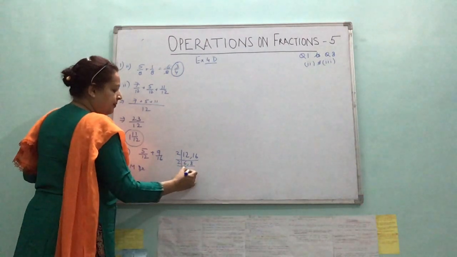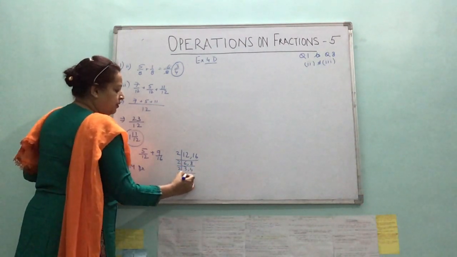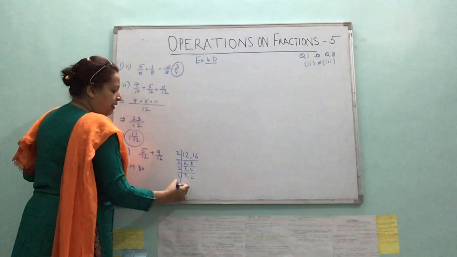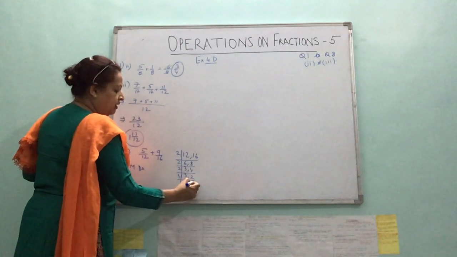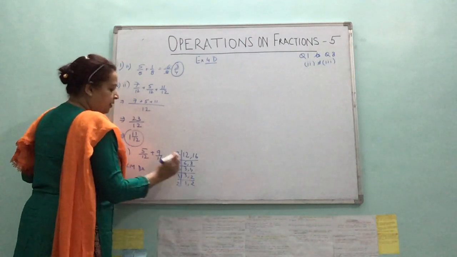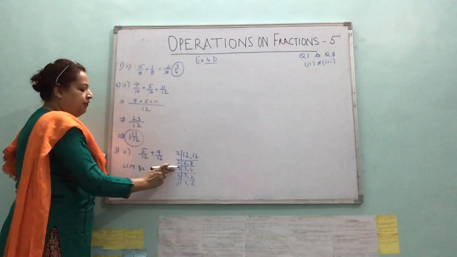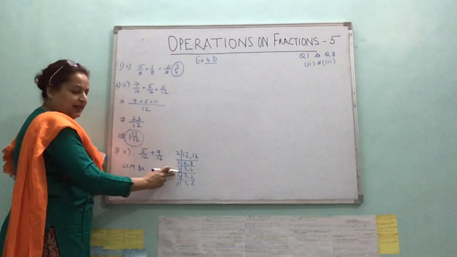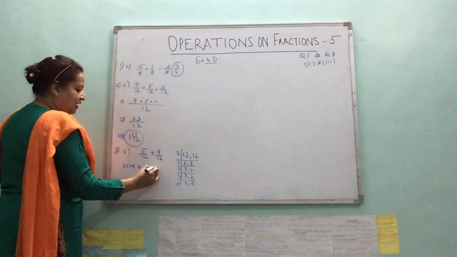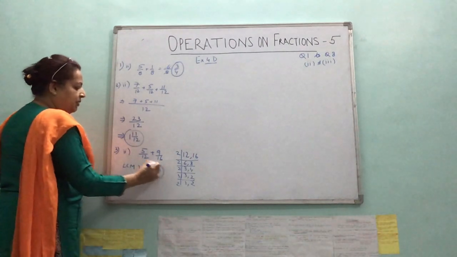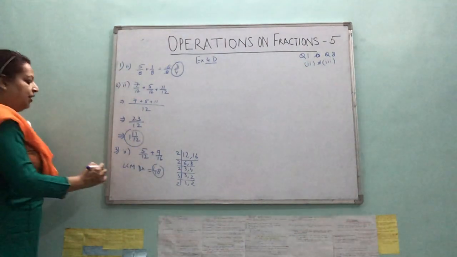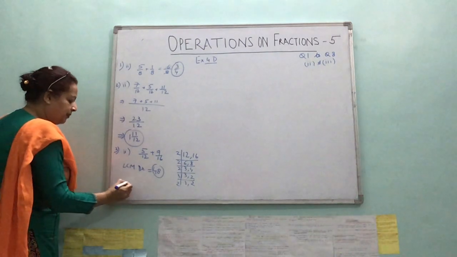2, 2. Now it would be 3 and 2. Okay. 2 twos are 4, 4 twos are 8, 8 twos are 16, 16 3 times is 48. So what is the LCM of the denominators? 48.